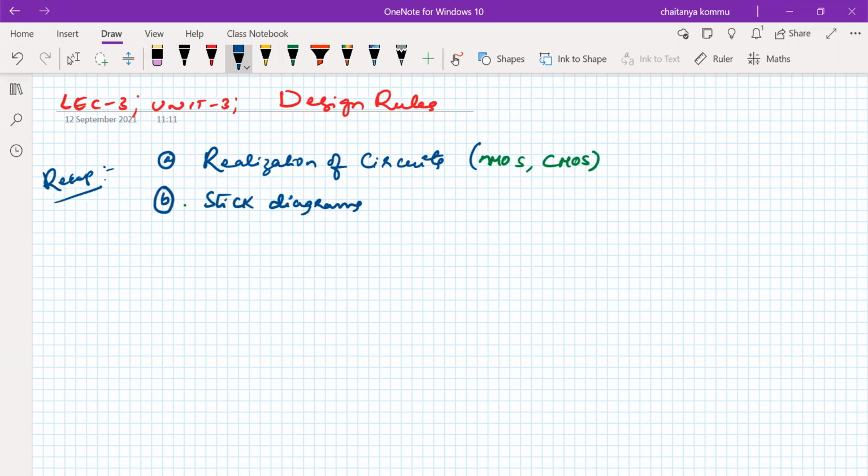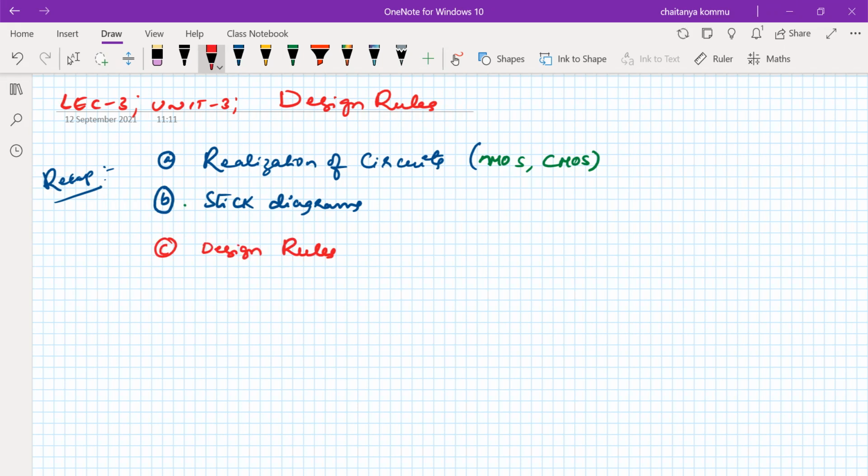So in order to give the dimensions of these transistors or maybe interconnections, we are going to introduce a new concept called design rules.